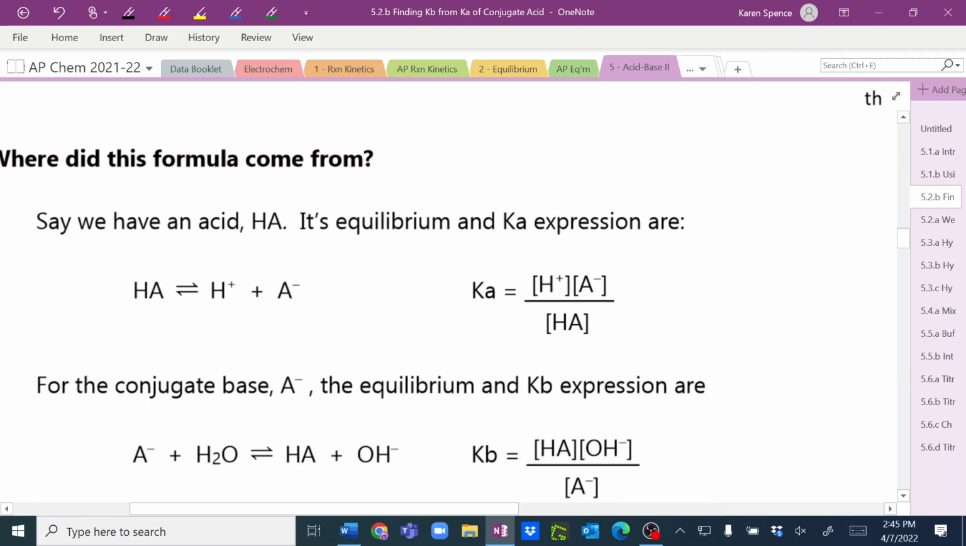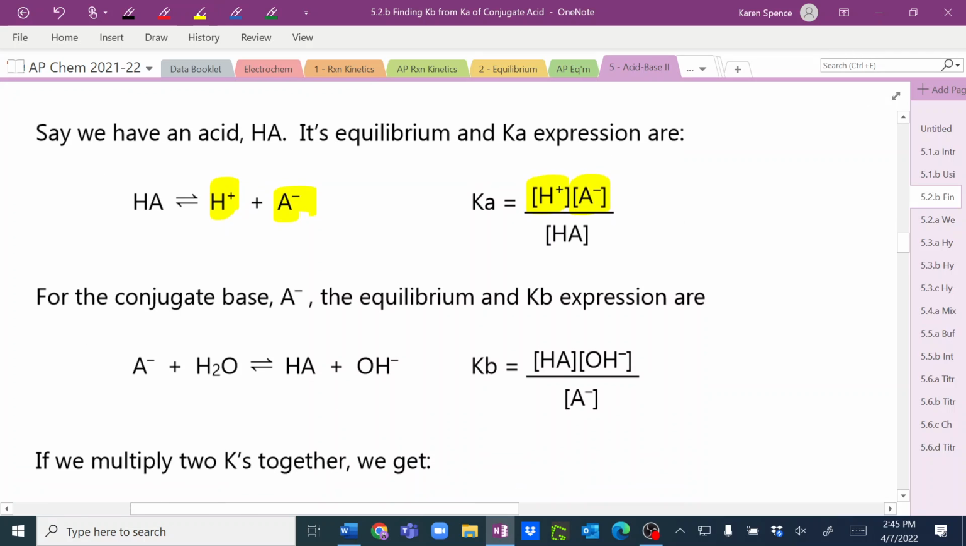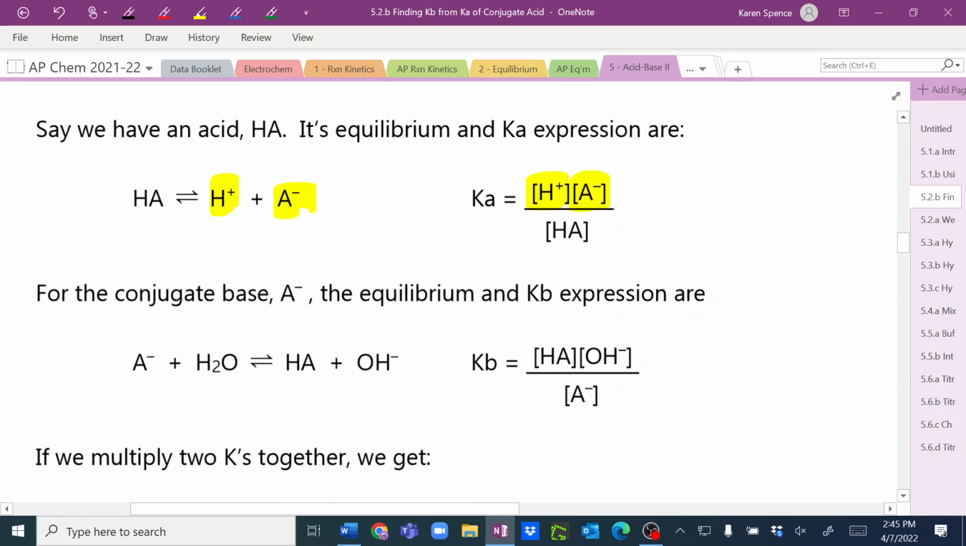So let's say we have an acid, HA. It dissociates into H plus and A minus, so those go on the top. HA goes on the bottom. For our conjugate base, we produce HA and OH minus, and the base goes on the bottom.